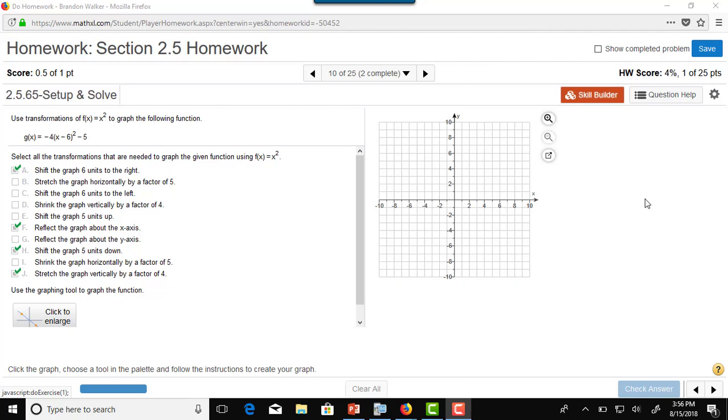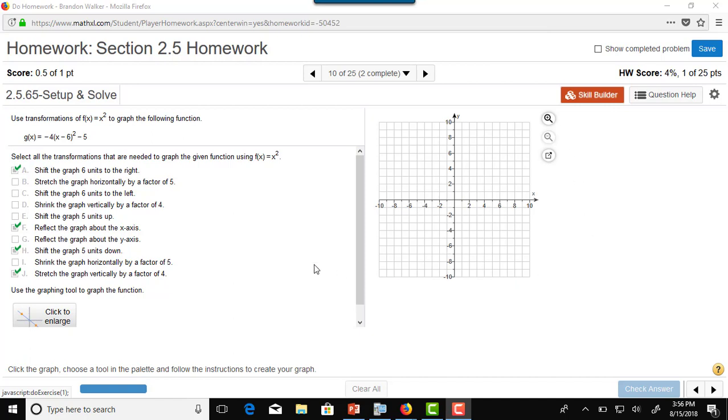So in this video, I want to look at a problem from your homework from section 2.5, which is all about transformations. And I just want to illustrate how to use the graphing palette, because that sometimes can be a challenge for students, is to try to get used to using this palette online.